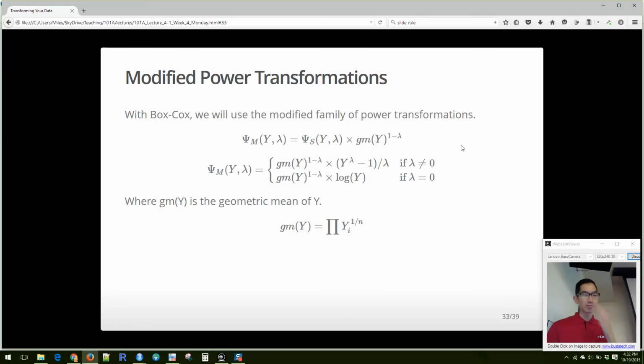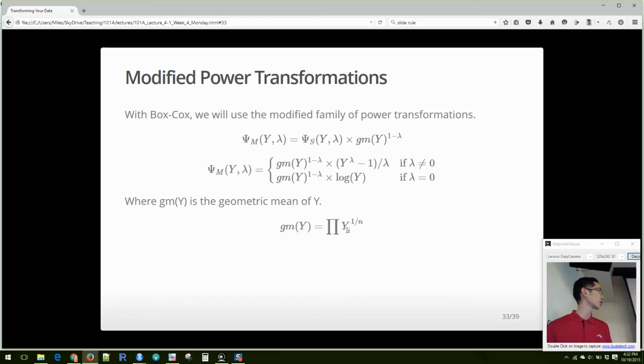Okay. So we're going to apply a modified power transformation. So pretty much the same thing as what we had before: lambda to the y to the lambda minus 1 over lambda, okay? The only difference is that we're going to multiply that entire thing by the geometric mean of y.